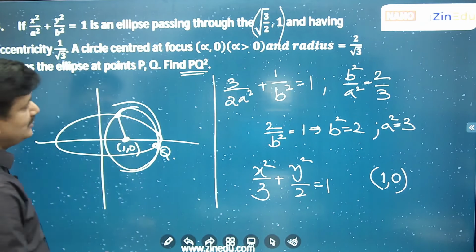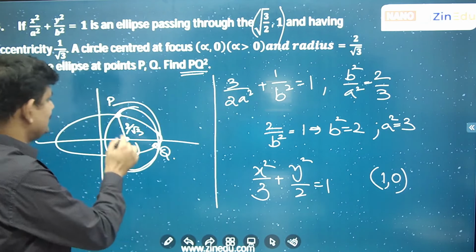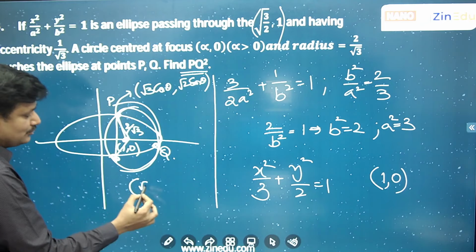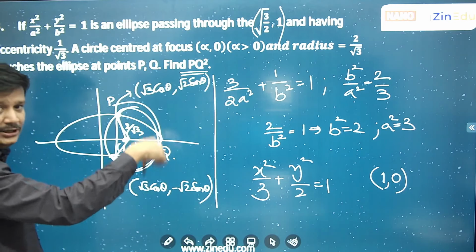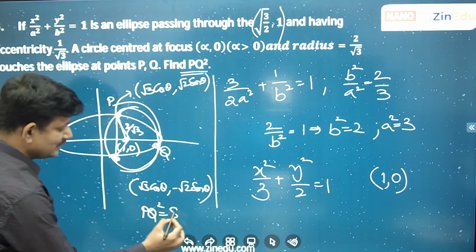So P and Q are points on the ellipse whose focal radius is 2 by root 3, the radius from the focus. So how to find these points? Any variable point on this will be root 3 cos theta comma root 2 sin theta. The other point, symmetrically on the other side, will be root 3 cos theta comma minus root 2 sin theta. So PQ, how much will it be? 2 root 2 sin theta. PQ square will be 8 sin square theta. So if you find sin theta, you will be able to get the answer.